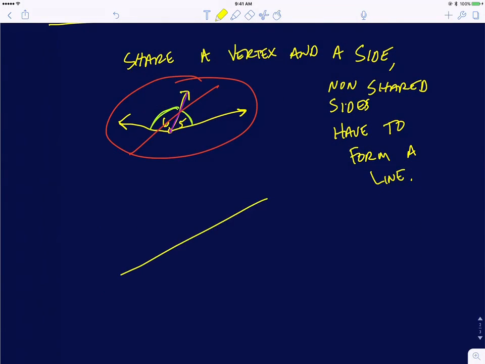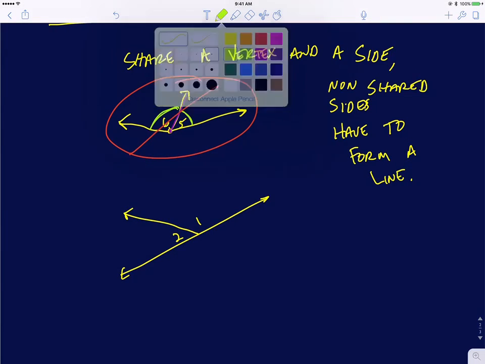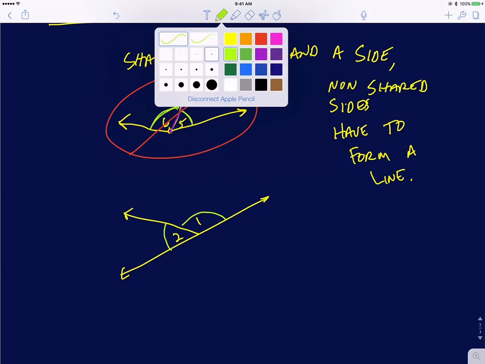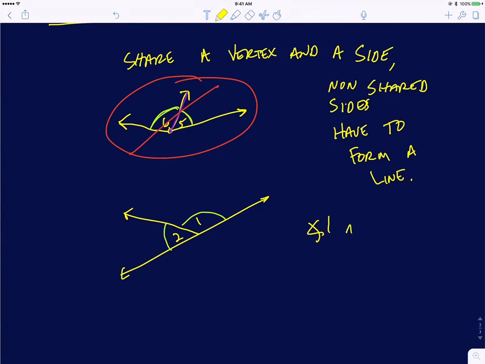This would be a linear pair. I usually start by drawing a straight line. It's the easiest way to do it. Angle 1 and angle 2. Angle 1, remember, is this one. Angle 2 is that one. And together, they make a linear pair.